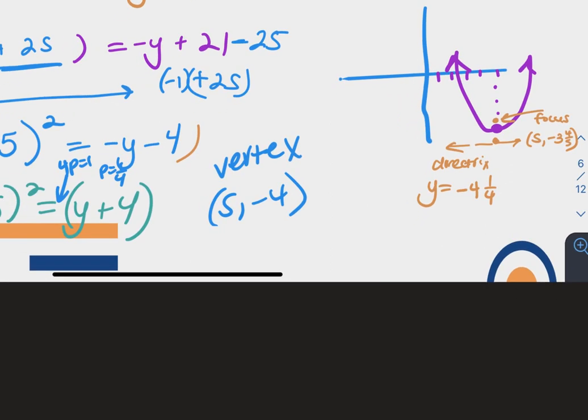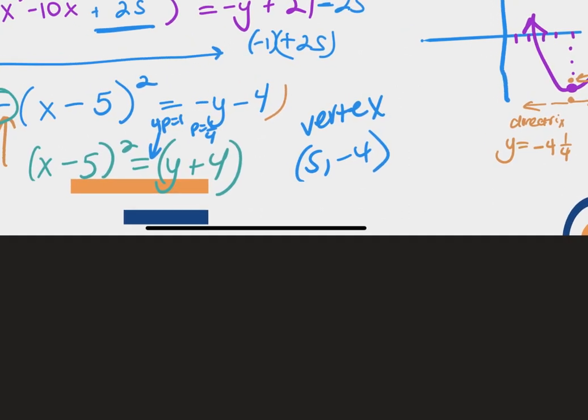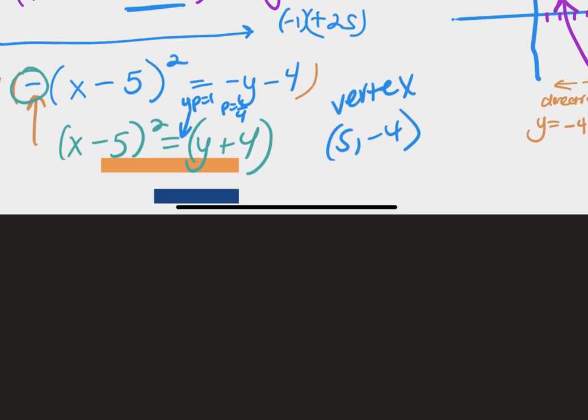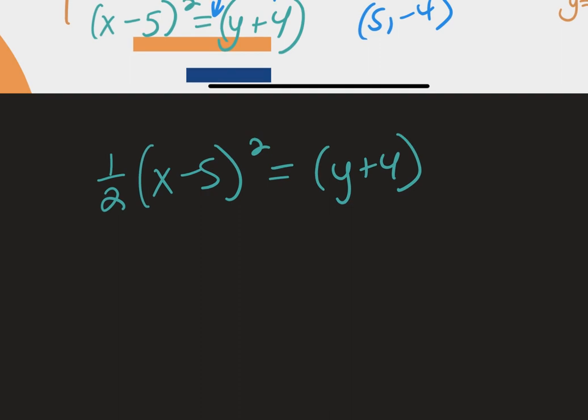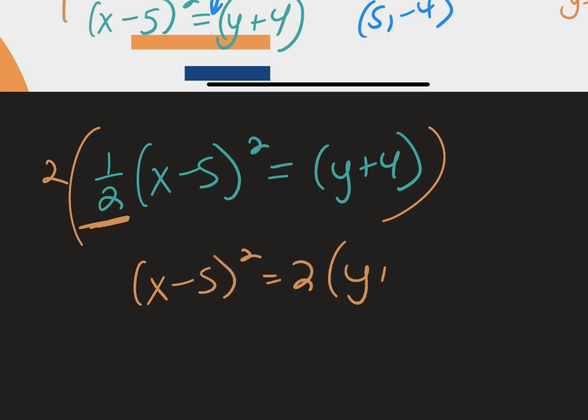What else you might see, and I think there's an example in tomorrow's notes, so if you get to it and you're completely lost on the web assign, just pause and we can do it tomorrow. But if you get to the part where, let's say, this is like 1/2 (x minus 5) squared equals y plus 4, and I think there was something like this, not exactly, on the PDF yesterday, you can't have anything in front of the parentheses. So I'd have to multiply both sides by 2 to get rid of it, and it'd be (x minus 5) squared equals 2(y plus 4). Now my 4p is 2.